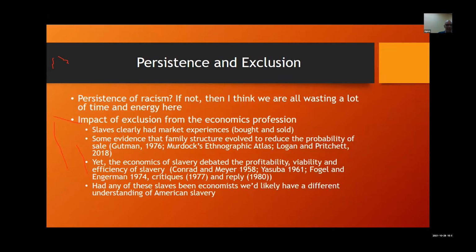Impact on the economics profession. Slaves weren't in the economy. They had notions about what markets were doing in their lives. They were being bought and sold. There's some evidence that family structure amongst slaves evolved to reduce the probability of being sold, building networks across individuals, kinship networks, even across plantations.